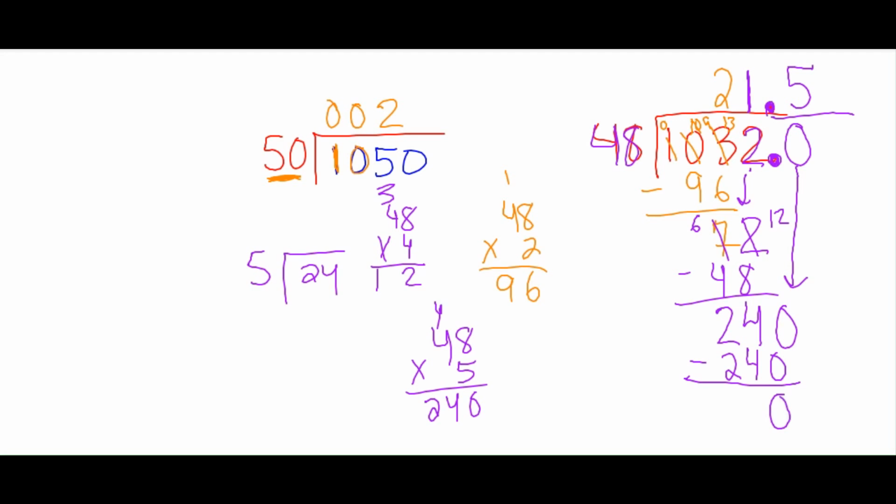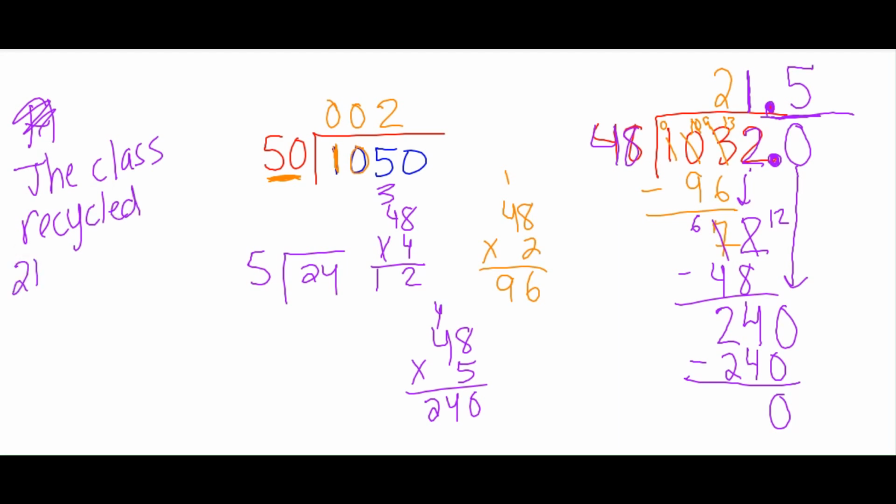And now my decimal terminates. This is a terminating decimal because it terminates in the 10th place. So this is the answer right here. The class recycled 21 5/10 pounds of aluminum cans.